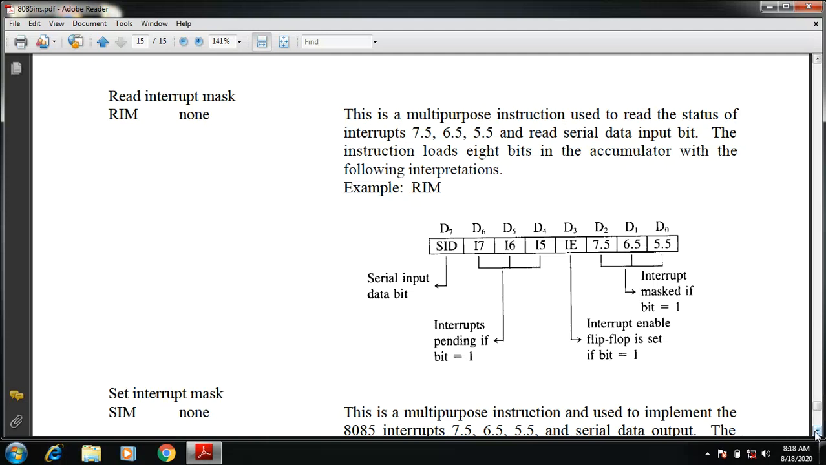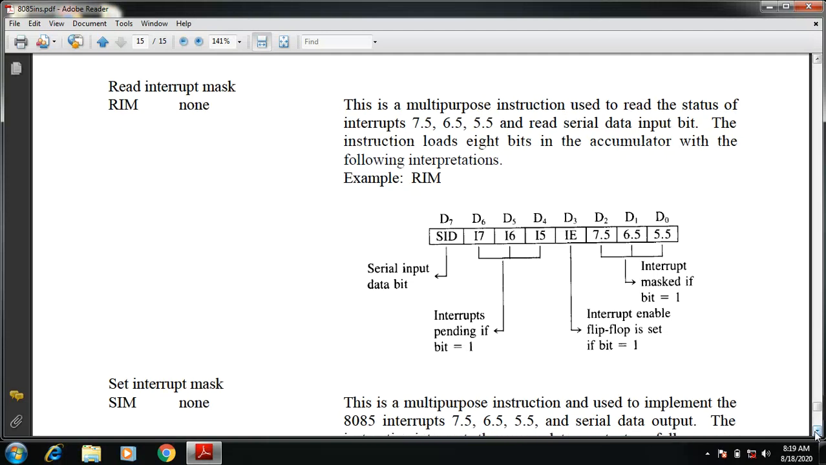The next, D3, is IE, interrupt enable. Whenever the interrupt is enabled, the flip-flop is set, that is bit equal to 1. The next D4, D5, D6 are called interrupt pending; if bit equals 1, the signal is pending. The last one, D7, is the serial input data bit, that is SID.